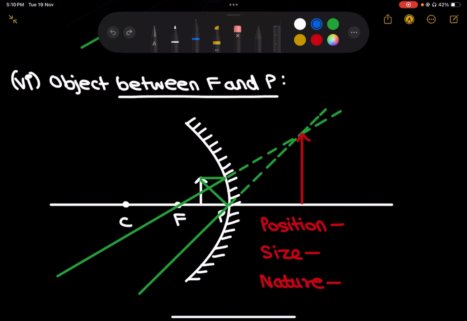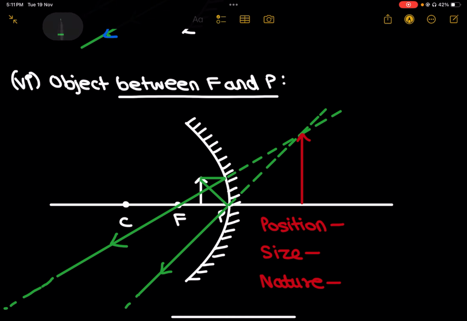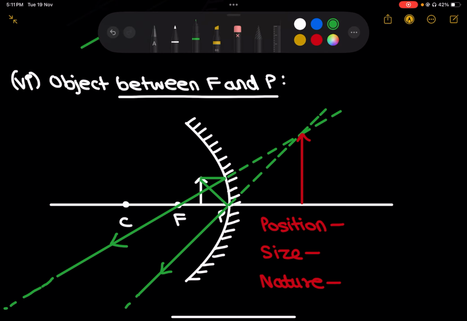Now here, the two reflected rays are diverging. That means when they continue, they will never meet. But if they are traced back, they are meeting, right? So we will trace them back. For parallel rays, even if we trace them back, they will never meet.